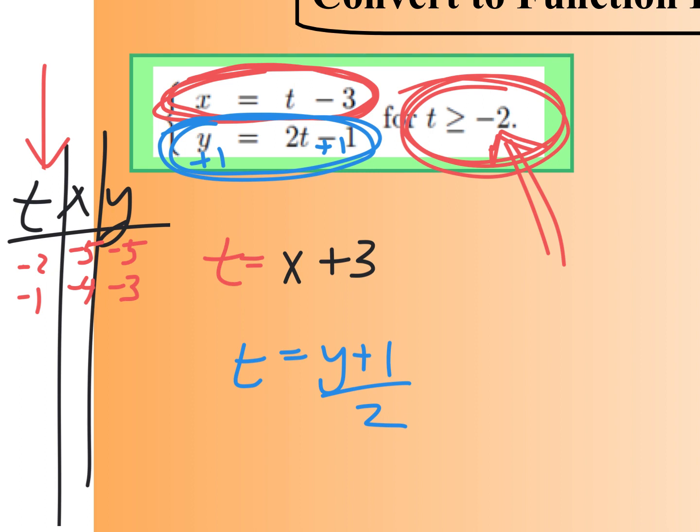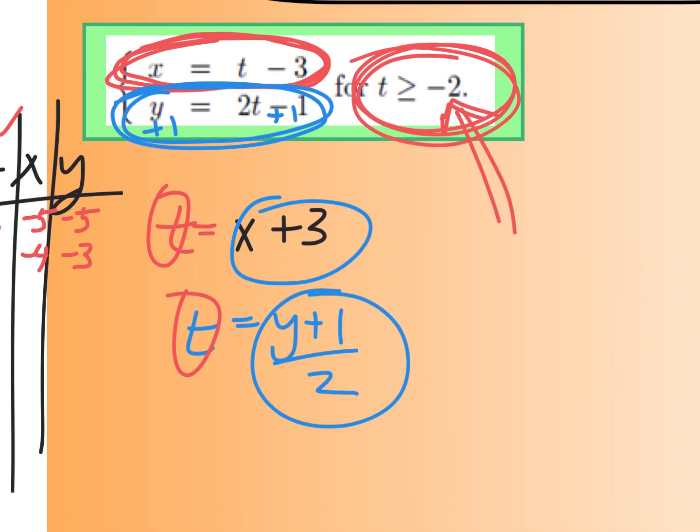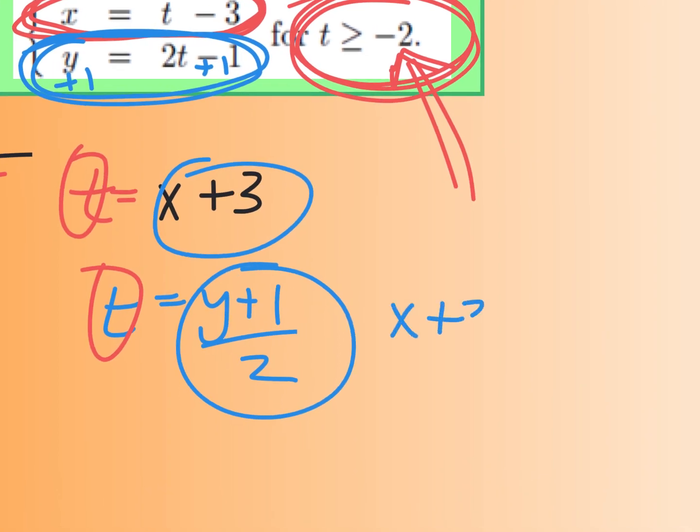Does that make sense? Okay. Now, somebody's going to figure out what we should do. x plus 3 is equal to (y plus 1) over 2. Because this and this are equal, this must equal this. Yeah, they're both t. So, x plus 3 equals (y plus 1) over 2.